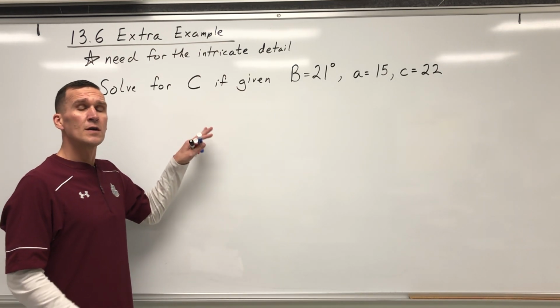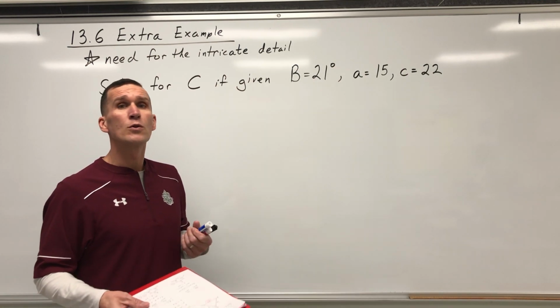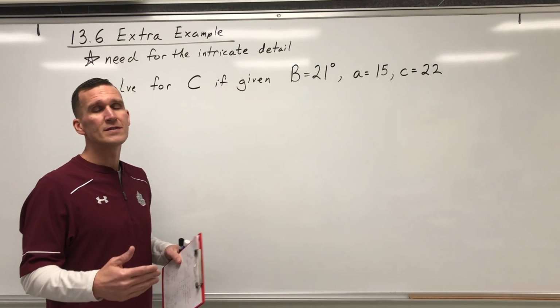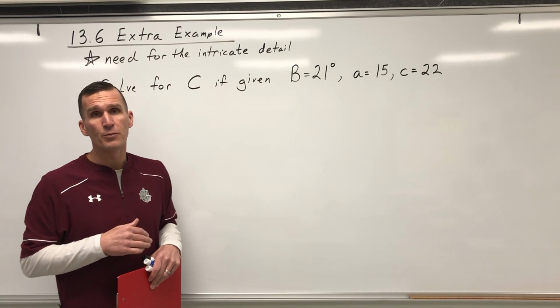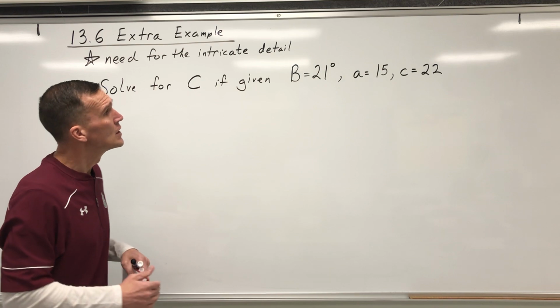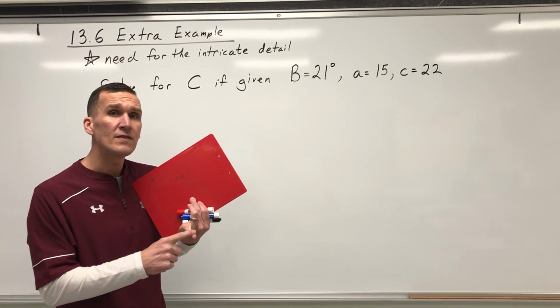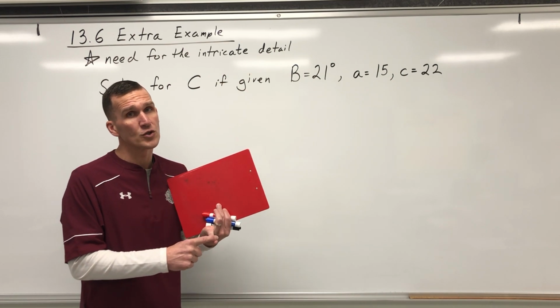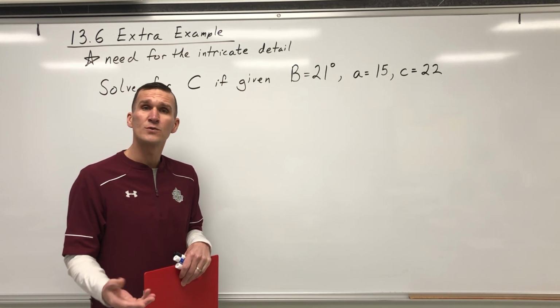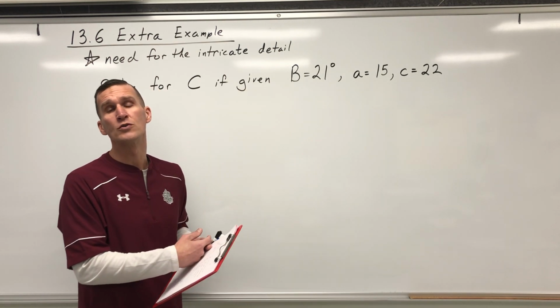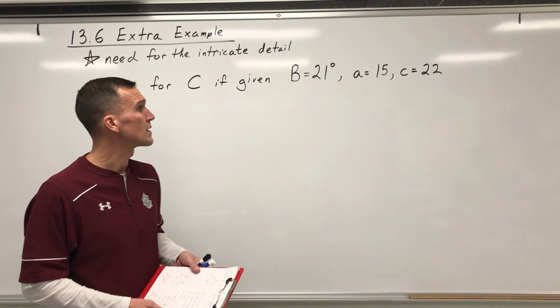Alright you guys, I want to show you just a quick example on 13.6, law of cosines, but how we're also going to review law of sines as well. This is the need for the intricate details at the bottom of your 13.6 notes, the front page. It says that when we're doing the law of cosines, we want to find the largest angle first if we have a choice. But if we do the law of sines, we want to find the smallest angle if we have the choice. This example will show you why that is necessary.